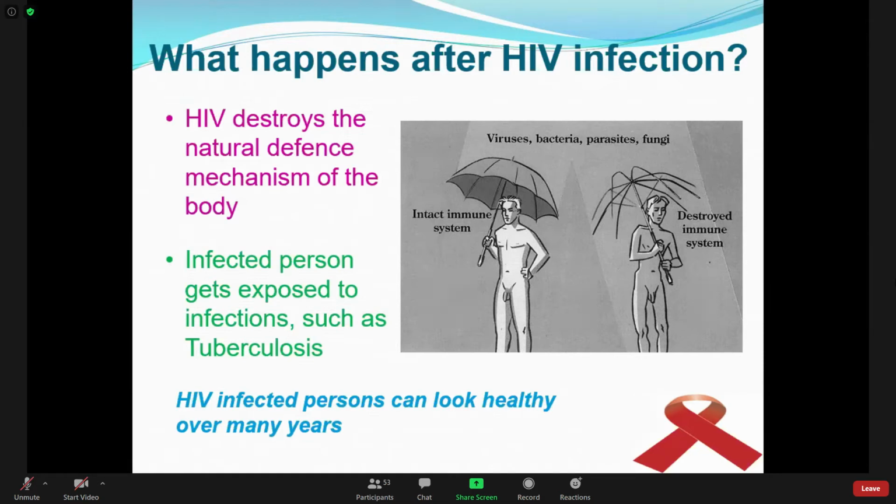For that reason the immune system is destroyed, because HIV destroys the natural defense mechanism of the body, and the body is prone to opportunistic infections, in short OIs. Among them, tuberculosis is the top risk factor or disease on the list of opportunistic infections.